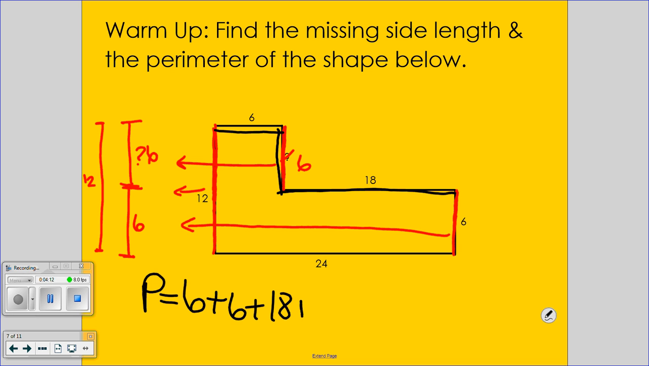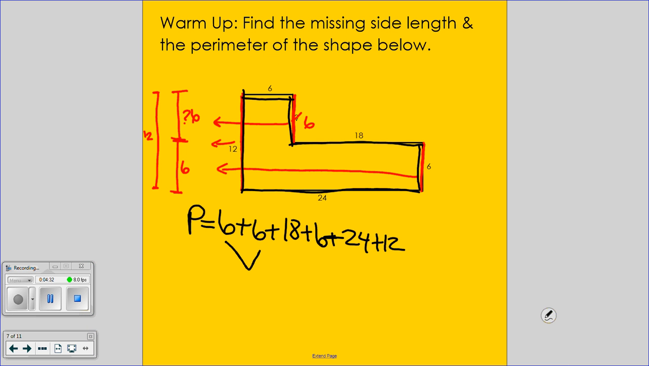18 plus 6 plus 6 plus 24, plus 24, plus 12, plus 12. Ooh, those are some big numbers to work with today. Alright, let's start chunking them together, make the math a little bit easier. 6 plus 6 is going to give you what, Mason?